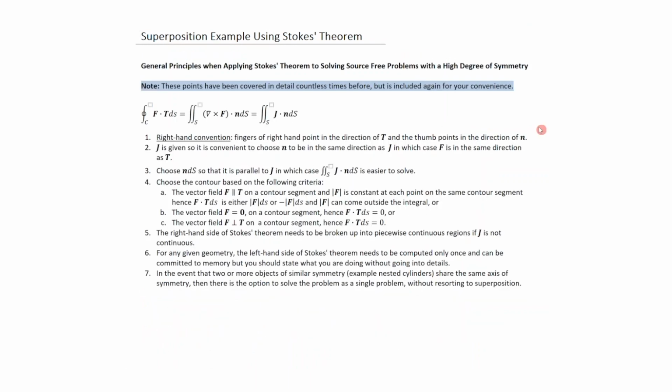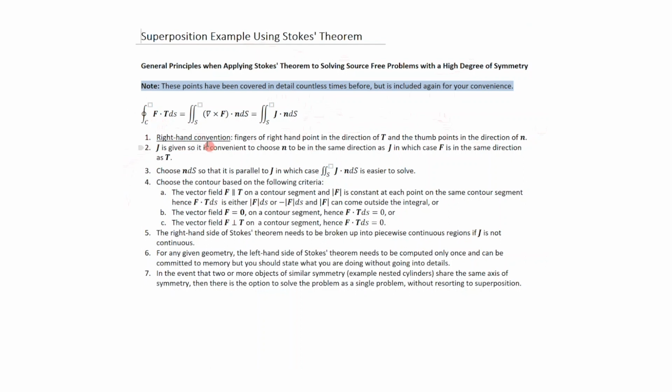All right, so general principles when applying Stokes' theorem to solving source-free problems with a high degree of symmetry. This is more or less a repetition from the past. I put this here just so that it's in one location, but you should make sure you understand it. So here's Stokes' theorem. This is a relationship between a closed contour integral and the integral over a surface bounded by that contour. The curl of F is equal to J, and J is given. So by computing the right-hand side, we're able to extract F, particularly if symmetry in the problem applies. So here are the steps that we'll be looking at.